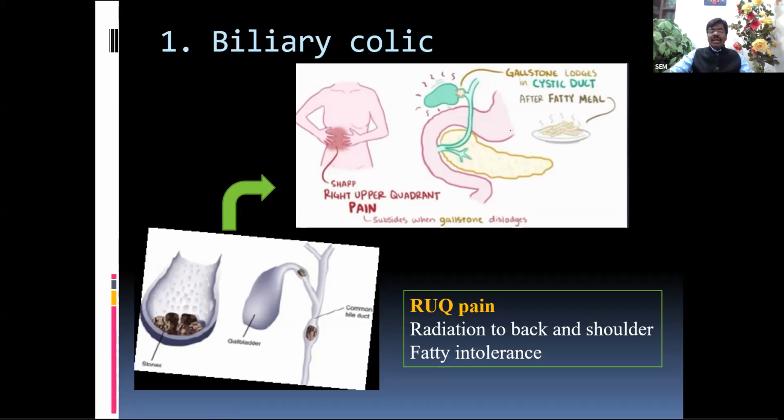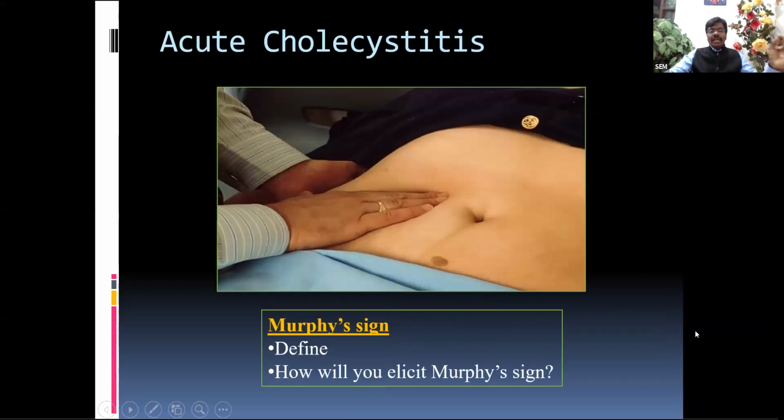They never forget. They are always afraid to take the next fish and chips, because every fatty meal could initiate this fatty dyspepsia or intolerance. Okay, so fatty meal, contraction of the gallbladder, cystic duct obstruction, initiation of the biliary colic, pain especially in the right upper quadrant, radiating to the back, especially the tip of the scapula on the right side. Okay. And the next thing is they can develop acute cholecystitis.